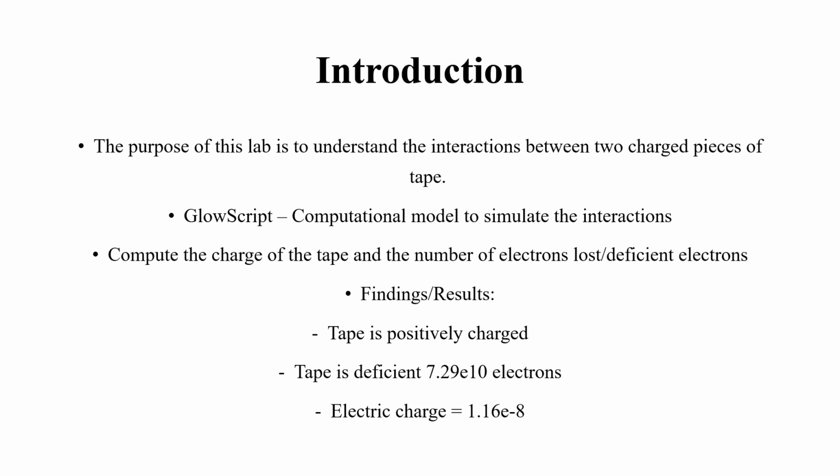GlowScript is used as a computational model to simulate the interactions and compute the charge of the tape and find the number of electrons lost during the experiment. Some of the findings and results include the tape being positively charged, the number of electrons the tape is deficient by, and the electric charge of the tape.